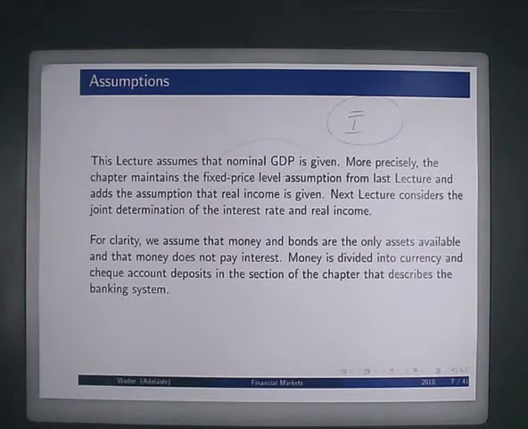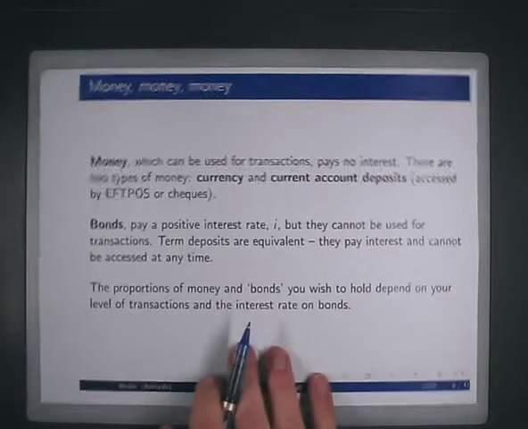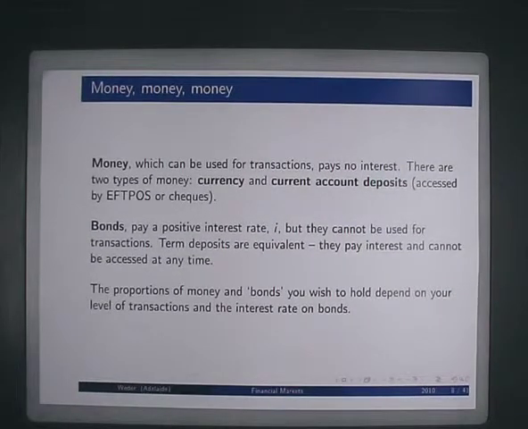Okay, so what is money? Basically, when I talk about the financial markets here, I have two assets in mind, or two ways how you can store value. And one is money, and the other one is bonds. Okay. So the big difference between money and bonds is that bonds pay a positive interest rate, which we call little i, and money doesn't.